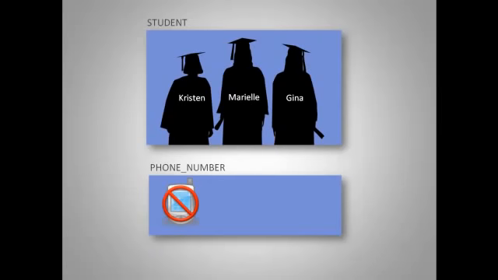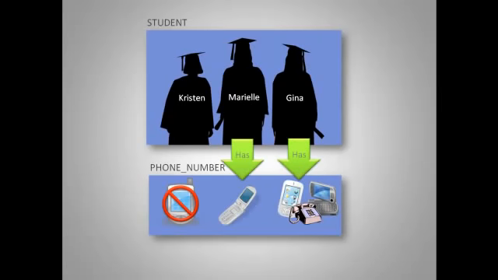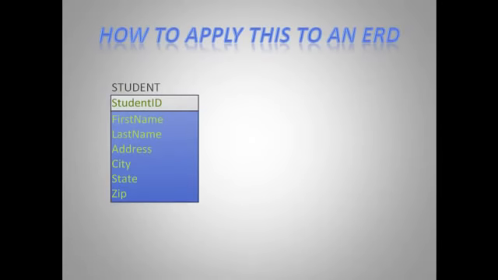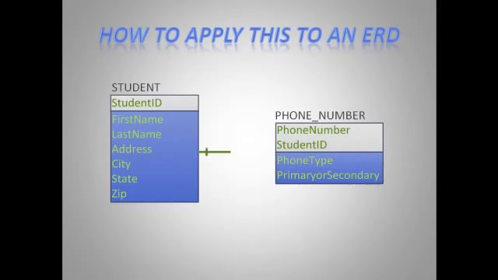A student can have 0, 1, or several telephone numbers. They may or may not have a telephone number. How to apply this to an ERD. Create a student entity and a separate phone entity. Then create a one-to-many relationship from the student to phone number. This means that one student can have many phone numbers.